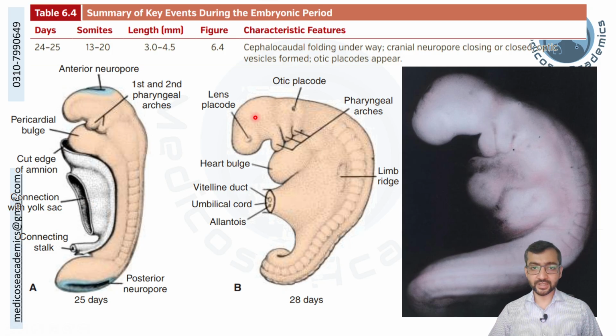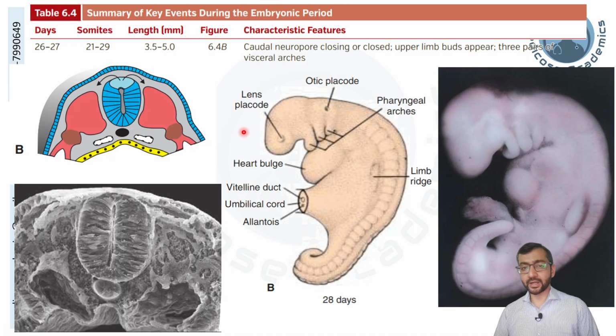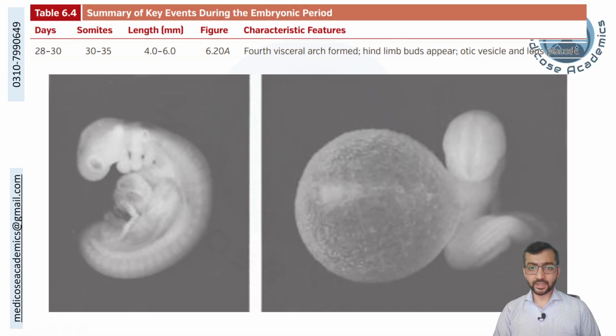At the same time, the folding is underway. From straight, you get to a C-shaped fetus. At this time, the otic placode and the lens placode start to appear. The lens placode is also called the optic placode. Then as time goes on, days 26, 27, 28, you get closure of the posterior neuropore and the C shape is very prominent. The limb buds start to appear at the time of posterior neuropore closure. Visceral arches develop more, and the third and fourth come into appearance. This is the actual picture on this day, from Keith Moore.